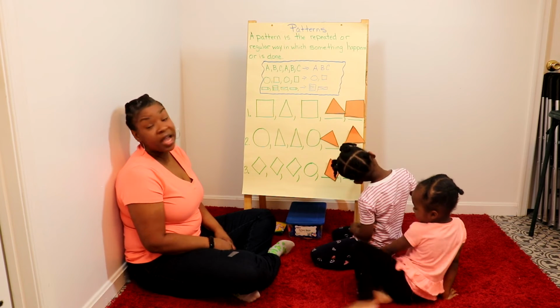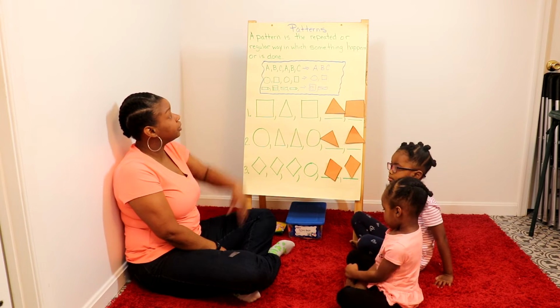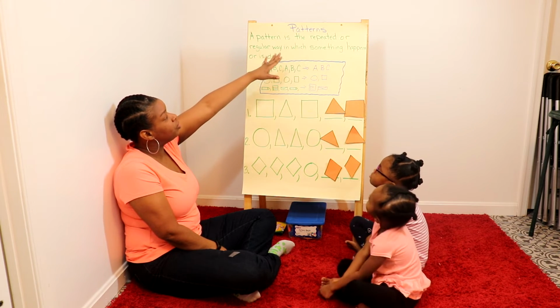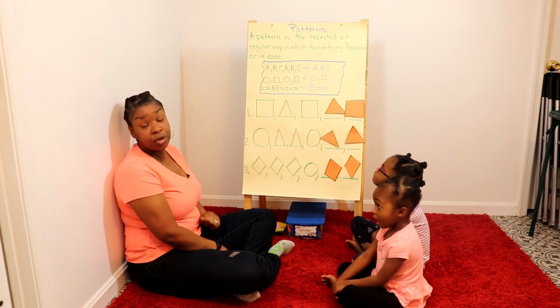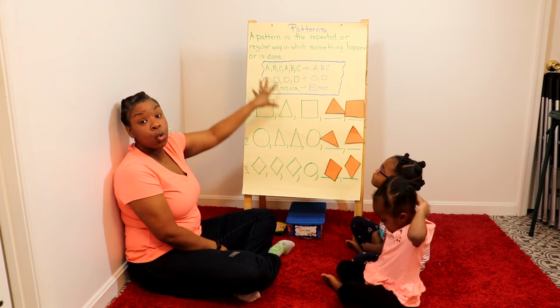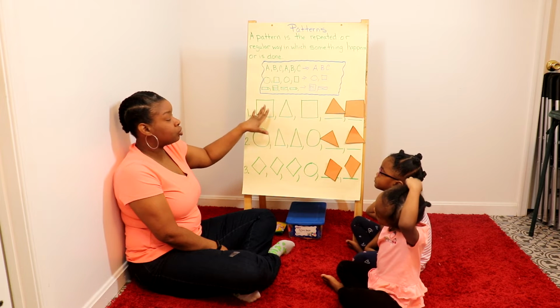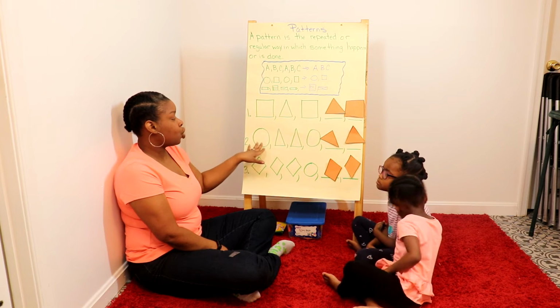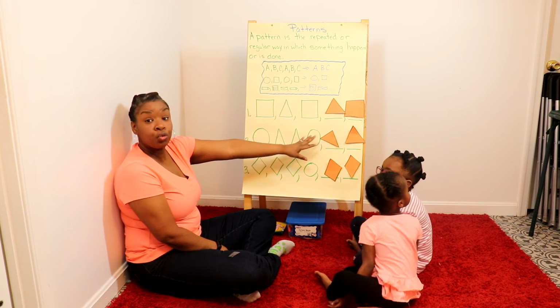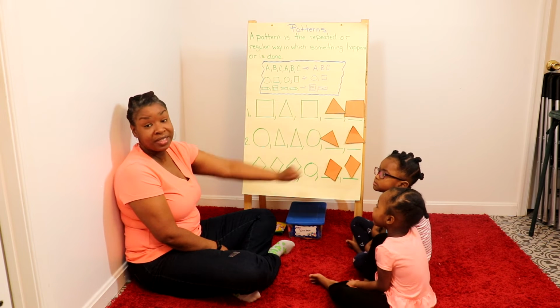Okay, so we have our patterns. A pattern is the repeated or regular way in which something happened or is done. And we worked on repeated patterns. So we had square, triangle, circle, triangle, and then we had diamond, circle, diamond.